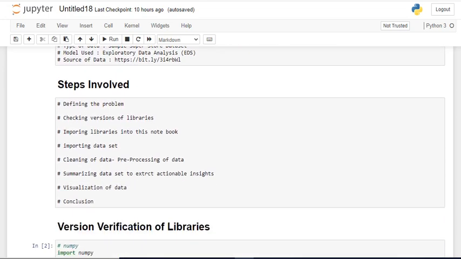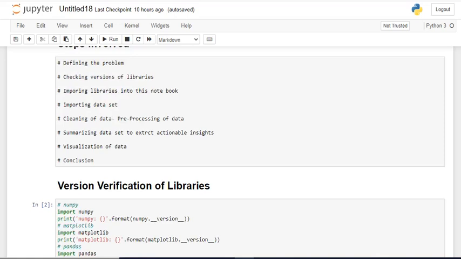Then checking the versions of the libraries and importing the libraries into the notebook. To perform exploratory data analysis, we need some libraries to be imported. Then importing the data set: the data set has to be retrieved and uploaded into the Jupyter Notebook to perform exploratory data analysis.